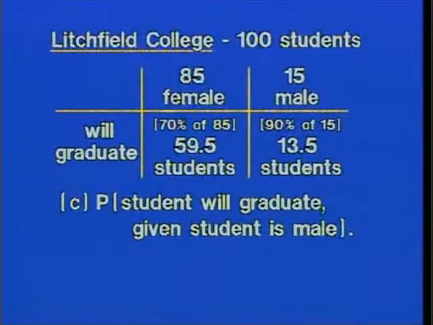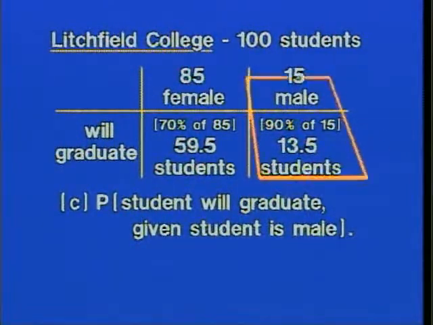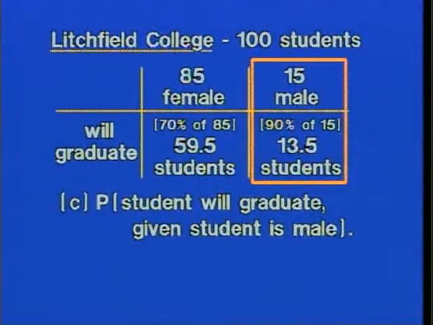Now, let's look at it another way, just using the fundamental idea of numbers of students. The probability a student will graduate given the student is male. Well, here are the male students that will graduate. You see, given the student is male, we're limiting our sample space.